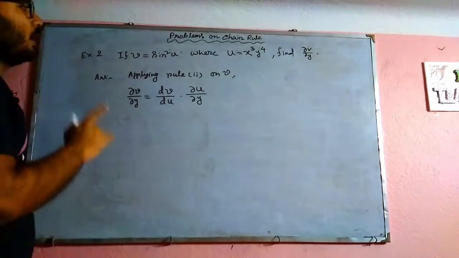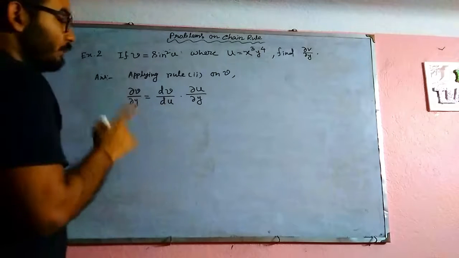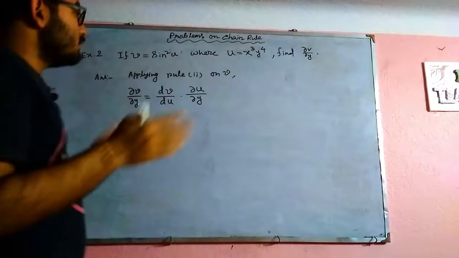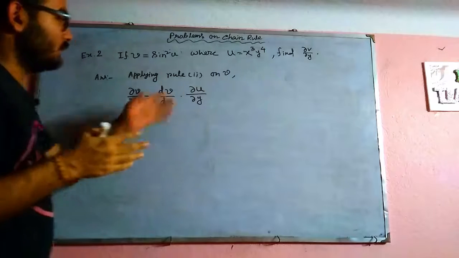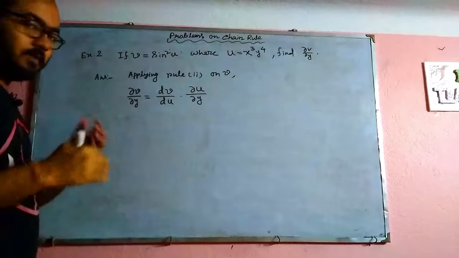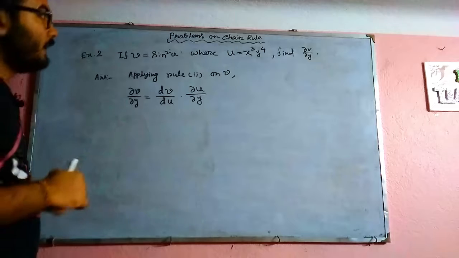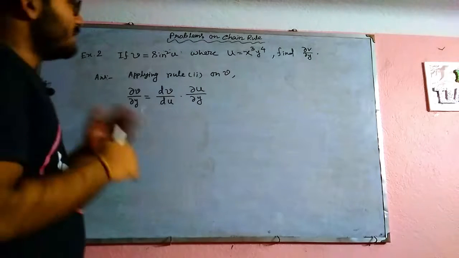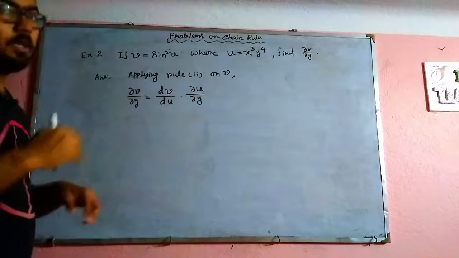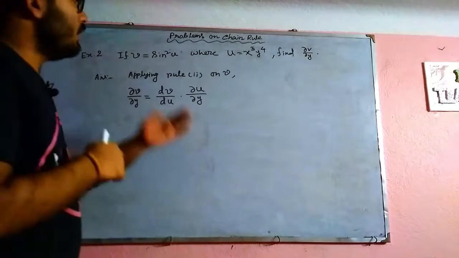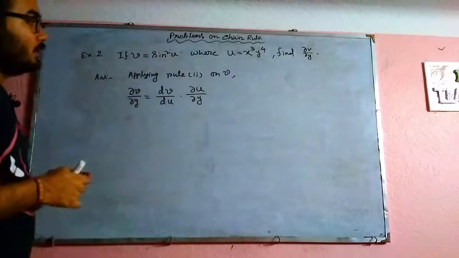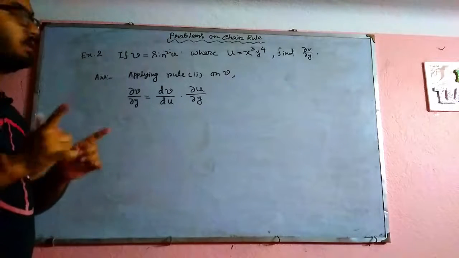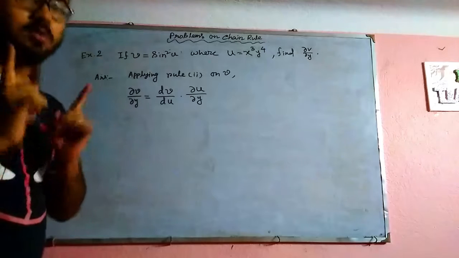When we are partially differentiating a multivariate function, a function u of two variables x and y, with respect to one variable, and we are trying to get the partial derivative del u del y, then you have to remember one thing: when we differentiate u with respect to y, then we have to keep x as a constant.